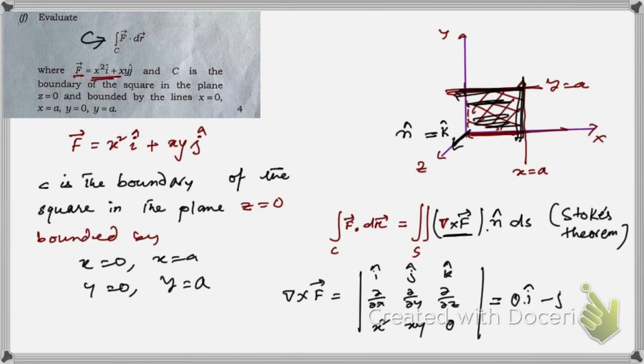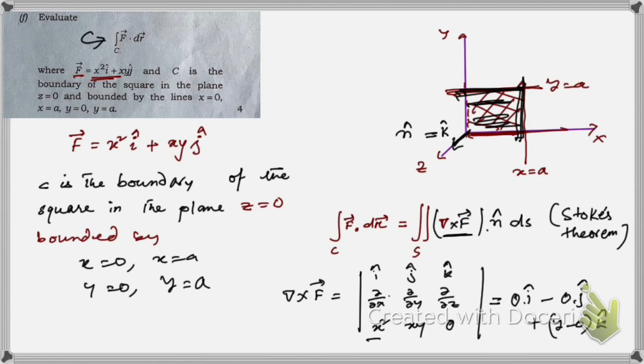Similarly, minus j cap into, derivative of 0 with respect to x, again 0, then derivative of x square with respect to z, again 0, so 0 minus 0 means 0 j cap. Then for k cap, the derivative of xy with respect to x is y only, partial derivative, right? Then derivative of x square with respect to y is 0, so y minus 0 k cap. That's what we got, right?